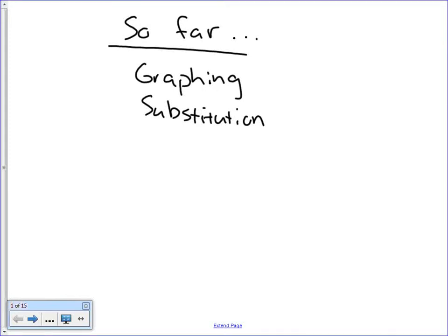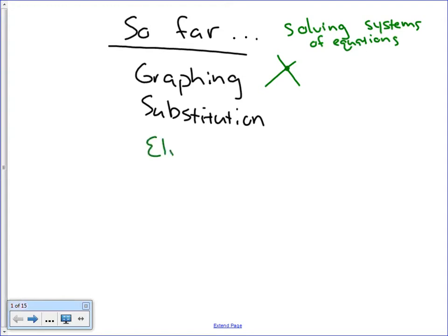Right, so if you're in the class or you've just been following along with the videos, so far we've talked about solving systems of equations by graphing or substitution. With graphing, we just graphed the equations and saw where they intersected. With substitution, we had two equations, substituted part of one equation into the other, and got an answer. But the last type that we're going to talk about today is elimination.